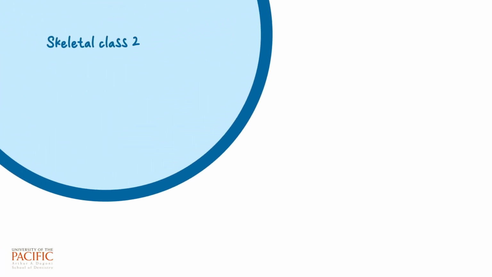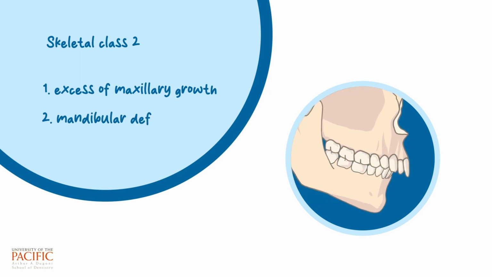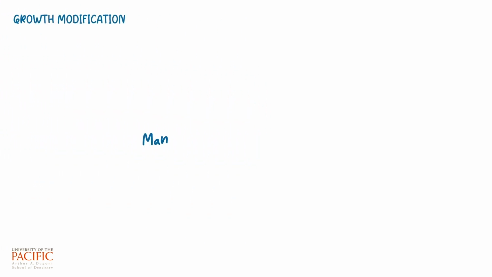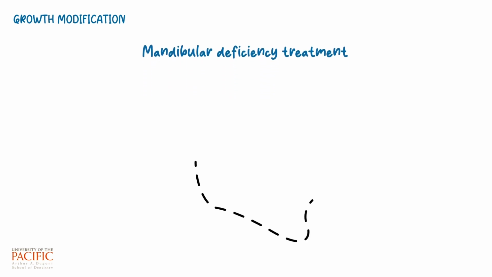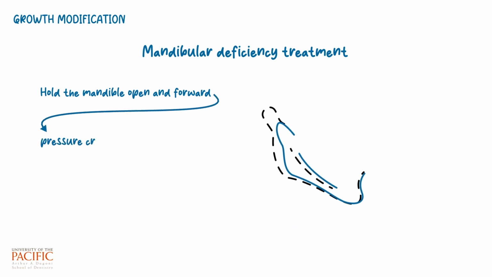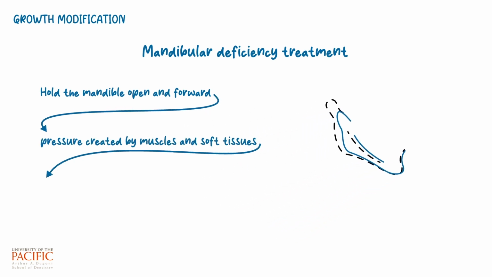Skeletal Class II discrepancies typically involve either excessive maxillary growth or mandibular deficiency, or both. The goal of growth modification in Class II patients is either to enhance and stimulate mandibular growth, restrain maxillary growth, or both. In Class II patients with mandibular deficiency, we aim to enhance the growth of the mandible. We use functional appliances to alter the posture of the mandible, leading to various changes in skeletal and dental structures by manipulating the position of the mandible.